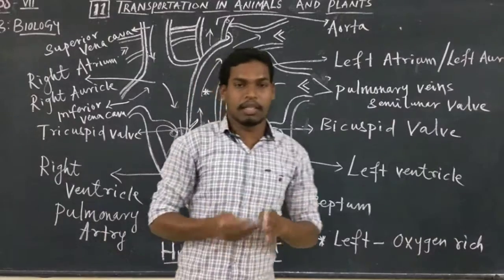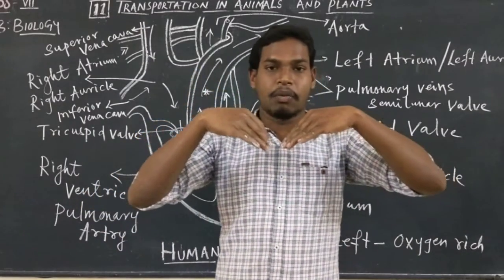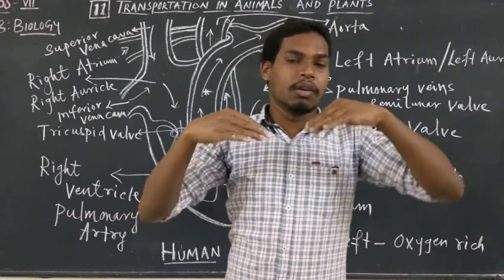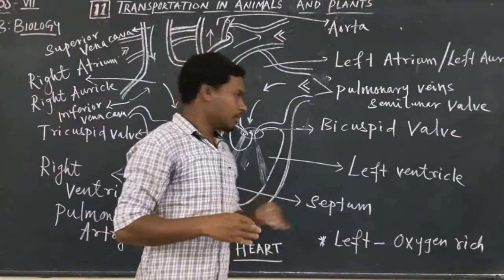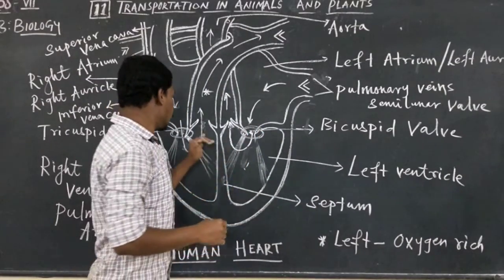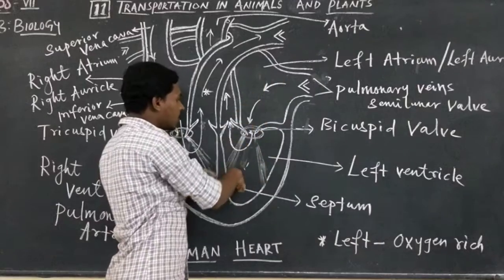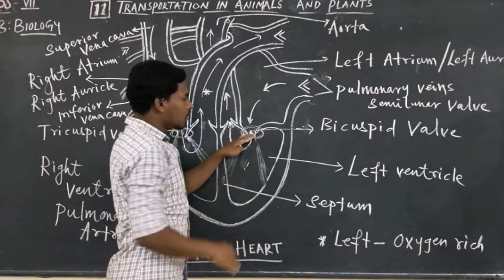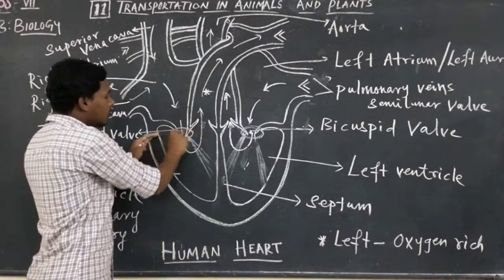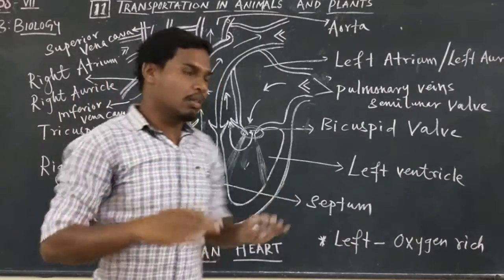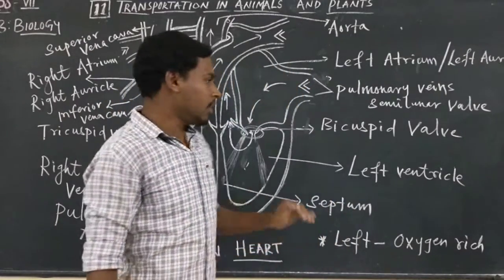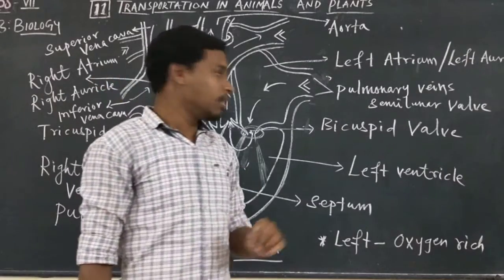See here, the valves are somewhat like this. When the blood comes, they are going to close, and when they close, we get the lub-dub sound. When the blood comes towards this direction, this valve closes, and when the blood comes in this direction, this valve closes. Their closing generates the lub-dub sound.